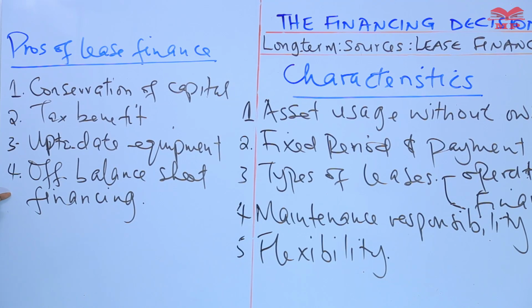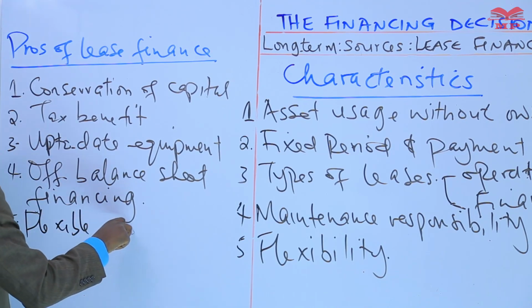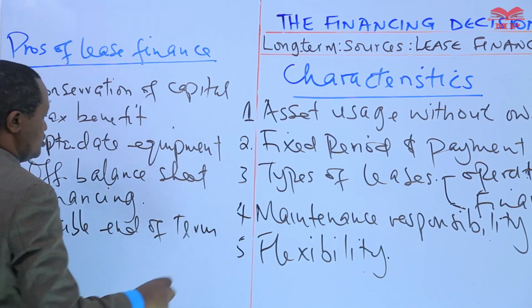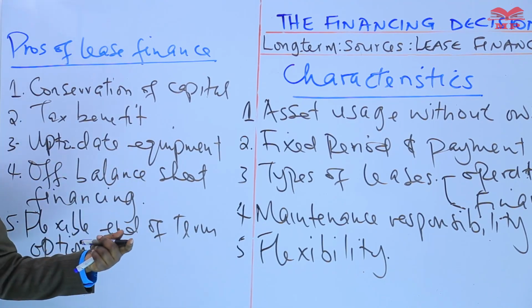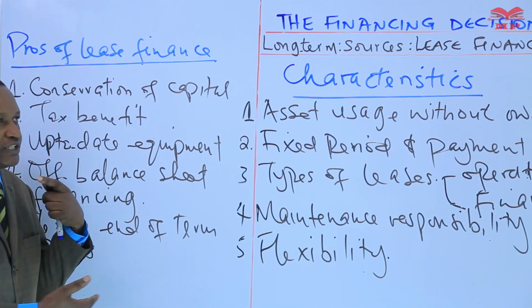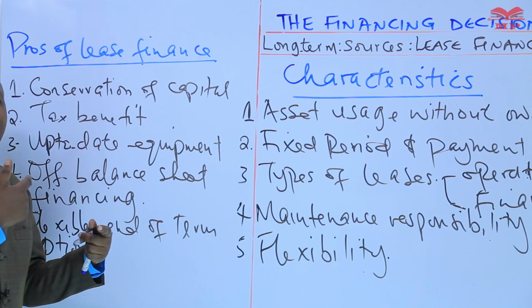Off balance sheet financing. Lease finance assets may also have flexible end of term options. At the end of the lease term, businesses often have the flexibility to return the asset, to renew the lease, to purchase the asset, and the price at which the business can buy the asset may be predetermined.